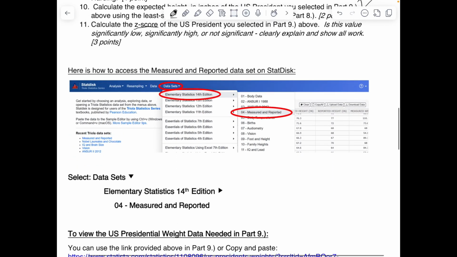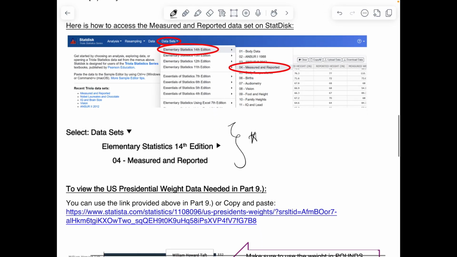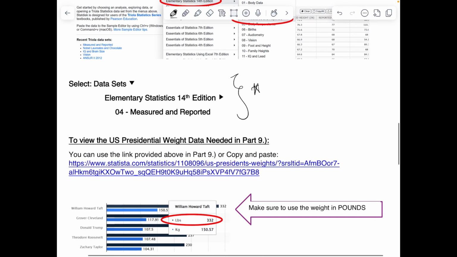So right below this, it does say how to access our data using StatDesk. And so going from data sets, 14th edition, and then find number 4 data set that's called measured and reported. It is shown in the image and then also written right below and starred. So to view the presidential weight data for number 9, I did put the actual web address here, but it is a link up above.